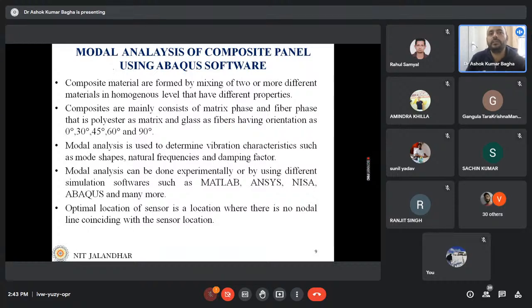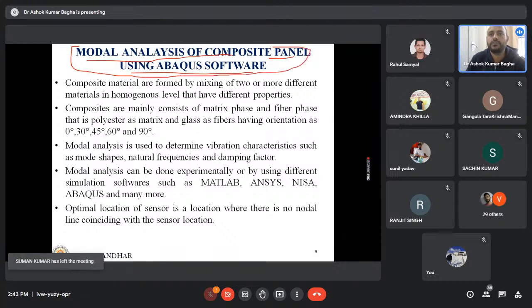So let us apply the modal analysis on a composite panel, by using Abaqus software. This work is done by one of my PhD students, Rahul Samyal. So whatever I will present, all are his observations during his analysis by using the Abaqus software. He used Abaqus software for that.